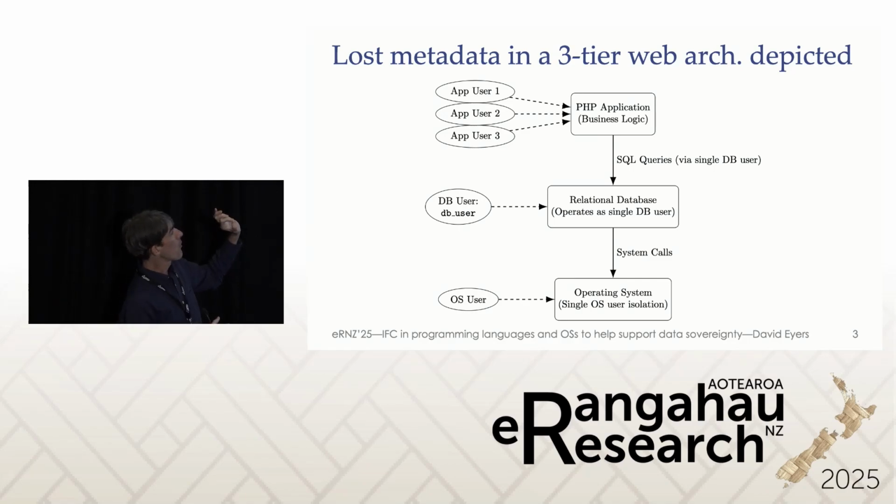What I'm showing here is a multi-tier architecture where you have your PHP application doing some website thing, you've got a relational database sitting behind it, and you've got an operating system that sits behind that. I mean, there's other components you could bring in, but 3 was enough. Often, not always, but often, you get these software systems where you might have multiple users of that application software at the top layer. So you have 3 users, app users 1, 2, and 3 in this case.